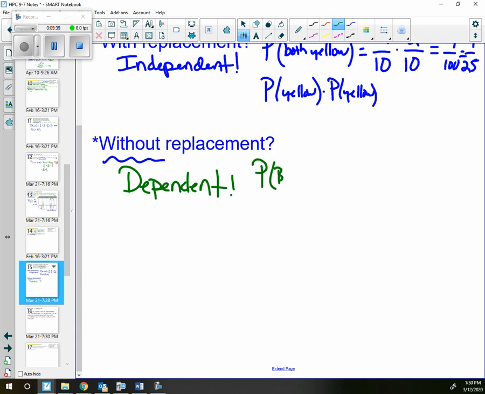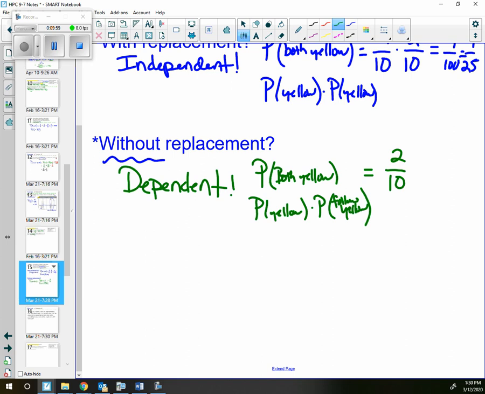So the probability of both yellow means I'm really doing the probability of getting a yellow on the first one, and then the probability of the next yellow following a yellow. But I don't have as many left in there to choose from. So on my first draw, I'm good. I got 2 out of 10. But on the second draw, what's left?